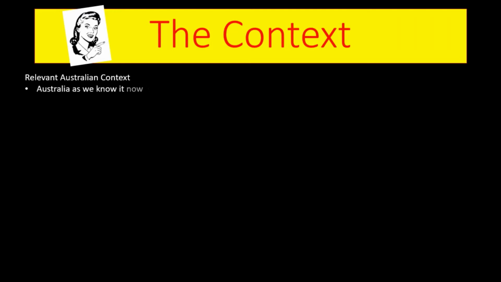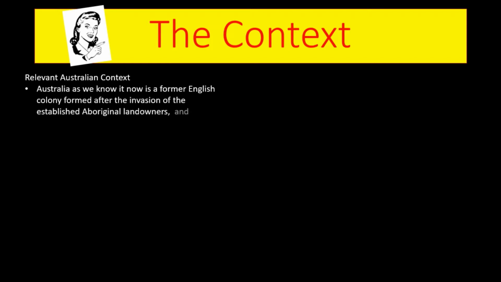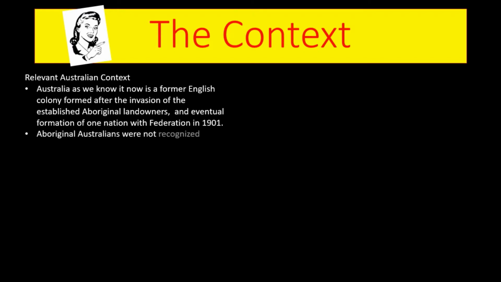Australia, as we know it now, is a former English colony formed after the invasion of the established Aboriginal landowners and eventual formation of one nation with federation in 1901. However, the Aboriginal Australians themselves were not recognised as citizens of that nation until the latter part of the 20th century.